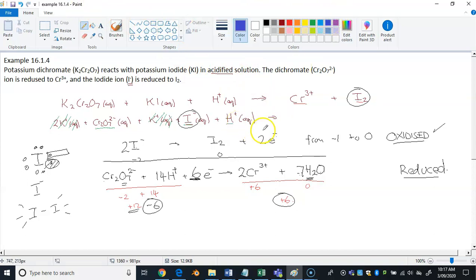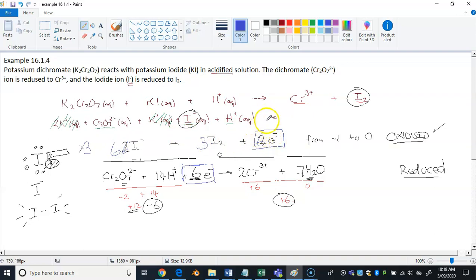Now, I need to balance the number of electrons here. I can see I've got 2 here and 6 here. I need to make them the same, so I'm going to times this by 3. So that's going to become a 6. That's going to go to a 3. And that's going to go to a 6 there.